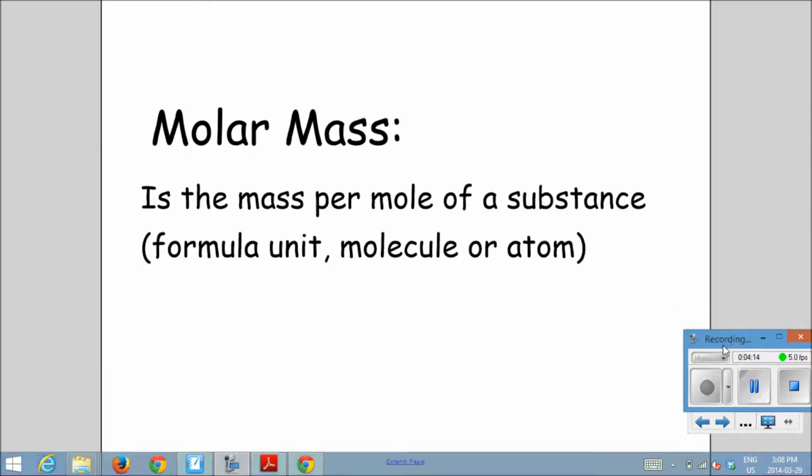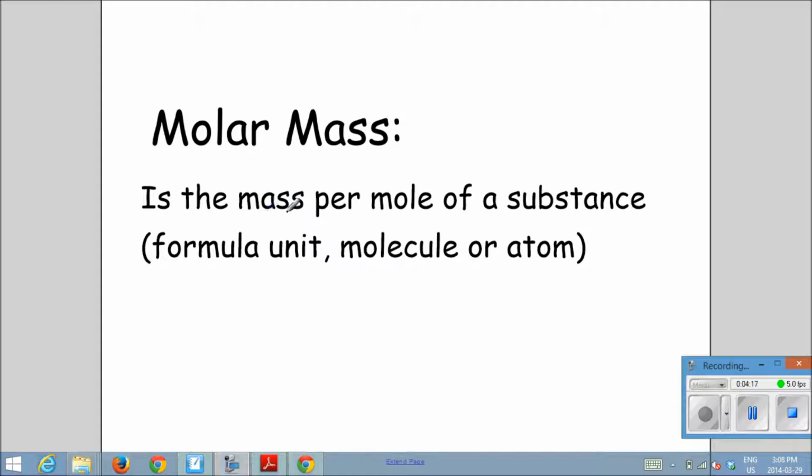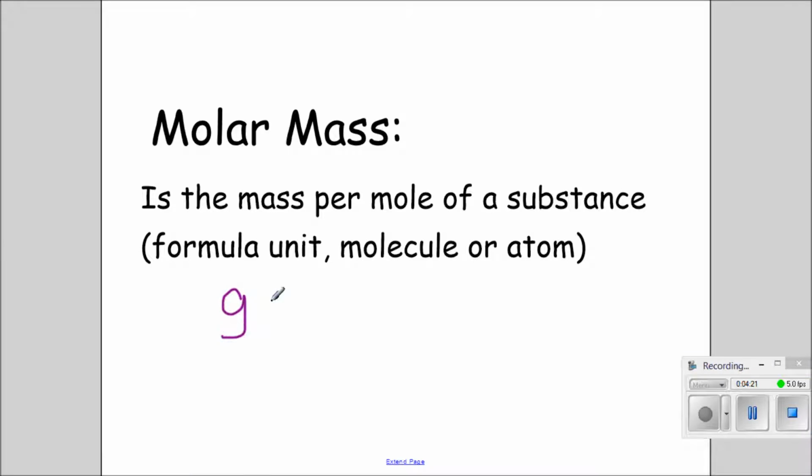So we define molar mass as the mass per mole of a substance. The units that we use to measure are grams per mole. That's how we show the units, g over moles.